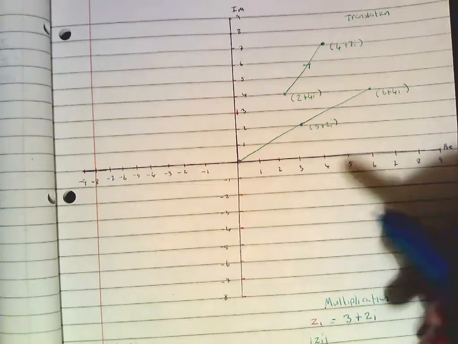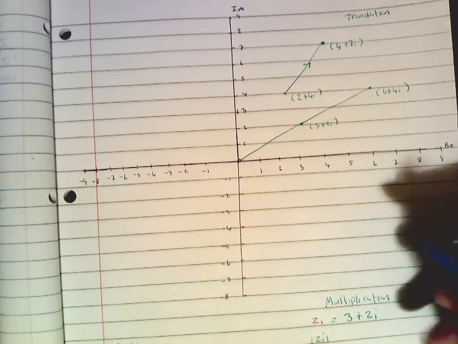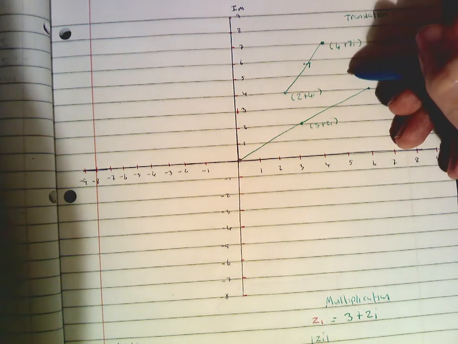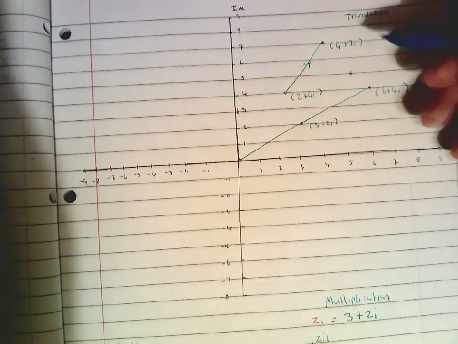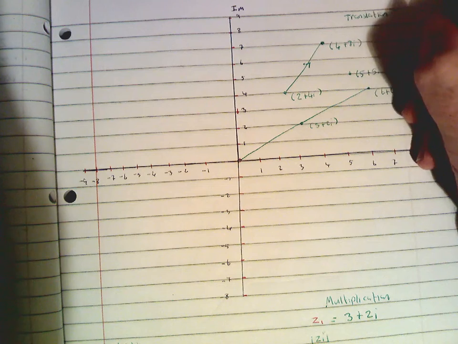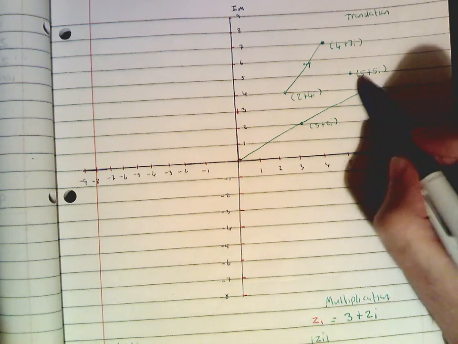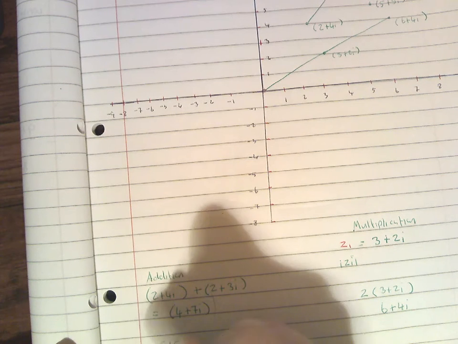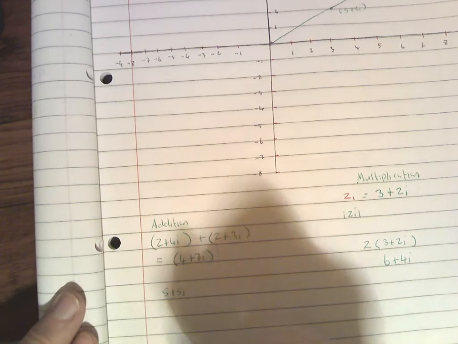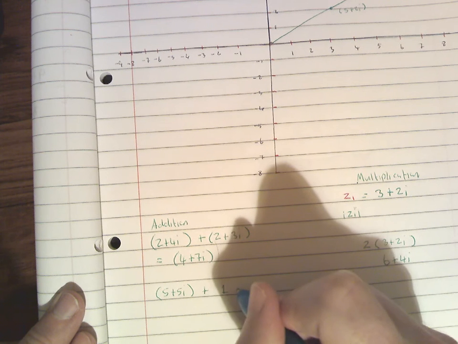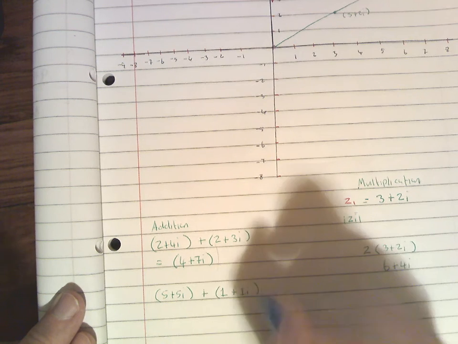So let's do the same with another complex number. Imagine we have the complex number 5 plus 5i. Now what happens if we add another complex number to it? So it's 5 plus 5i, that's our complex number, and let's say we add the complex number 1 plus 1i. So we're just adding two complex numbers together here.